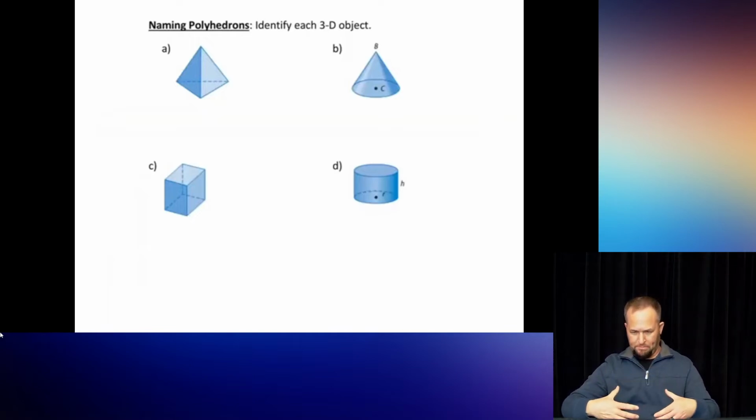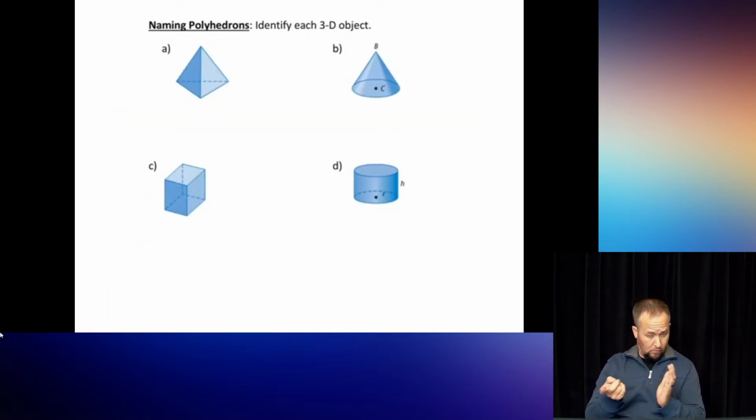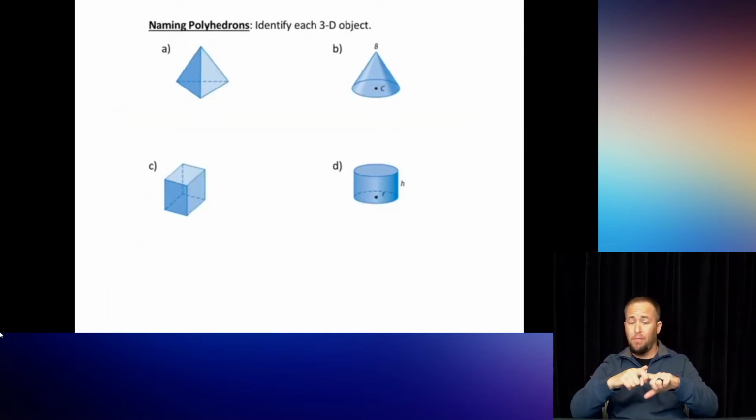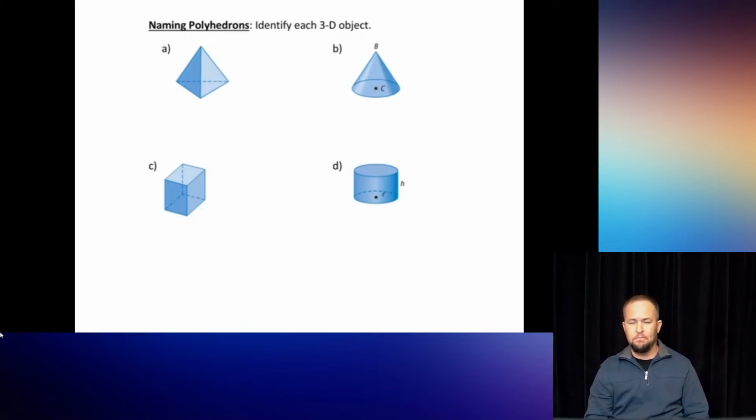So let's see if you understand how to recognize the 3D objects. Right now, push pause on the video and write down what you think the name of each of these 3D objects is. And the 3D objects here with straight sides are called polyhedrons, so the ones on the left. And be as specific as you can, and then come back and check yourself.